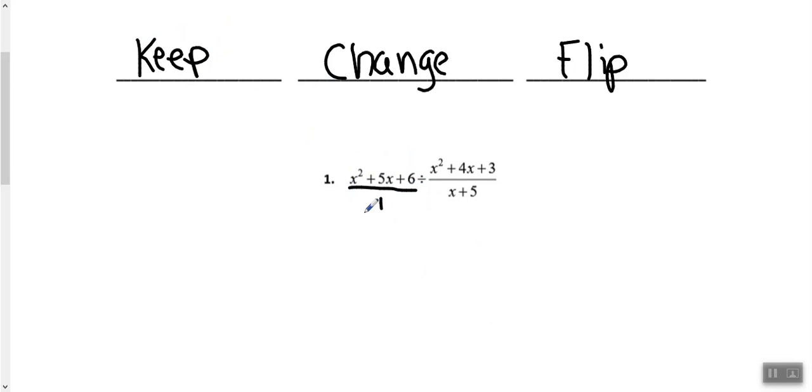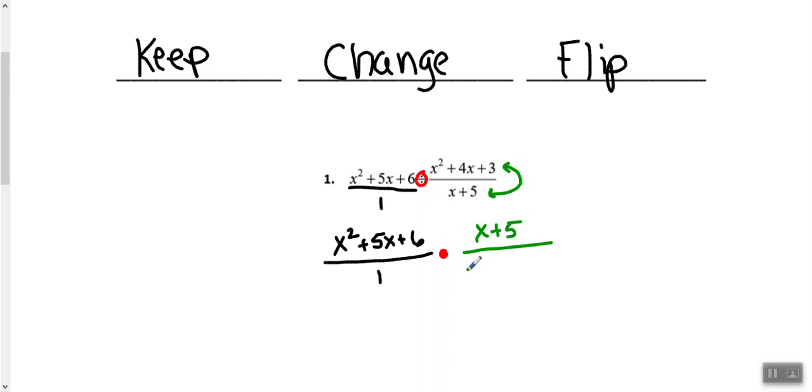So with number 1, again it is 2 fractions because that's over 1. So the keep goes with this first fraction. I'm going to keep that the same. X squared plus 5x plus 6 over 1. Change is changing the division to multiplication. And then flip is you flip the second fraction. So we have x plus 5 on the top over x squared plus 4x plus 3 on the bottom.